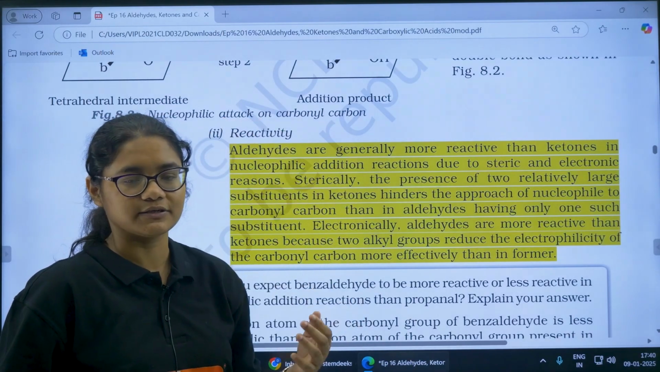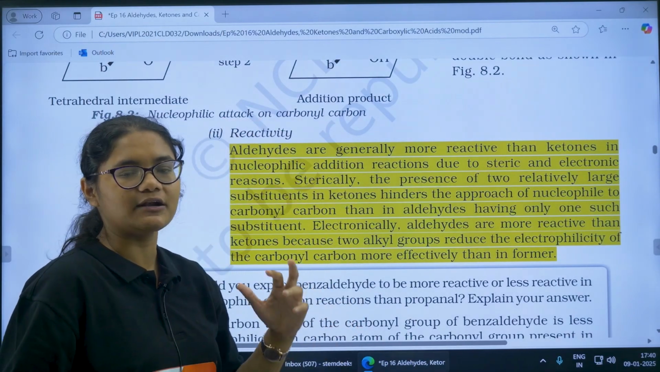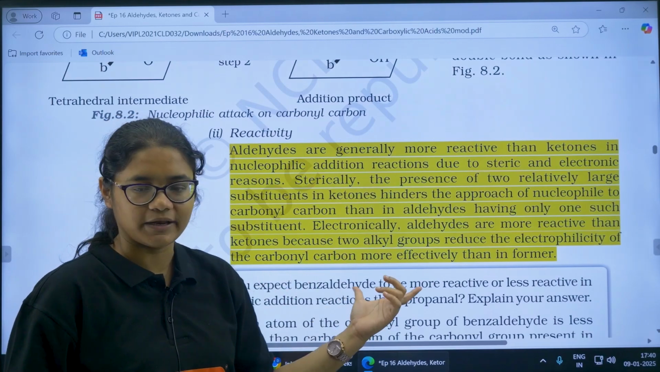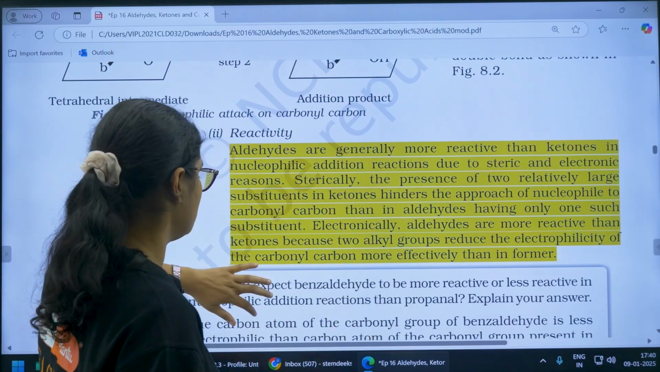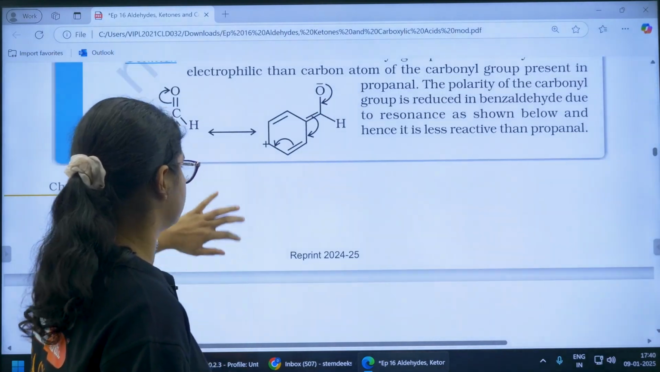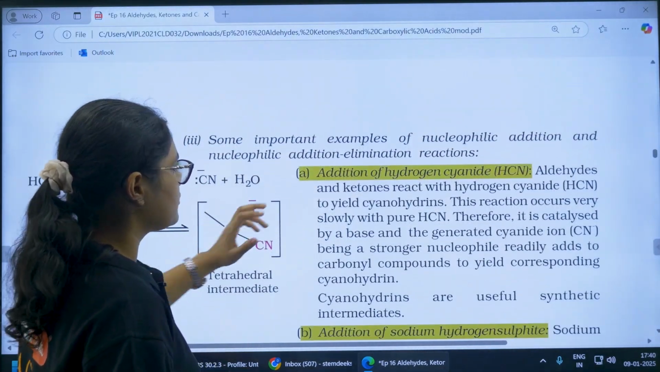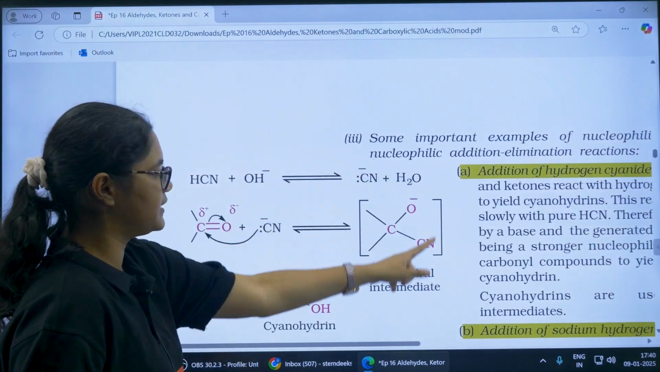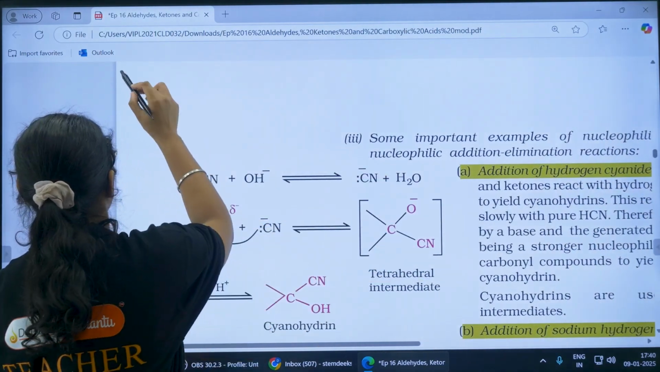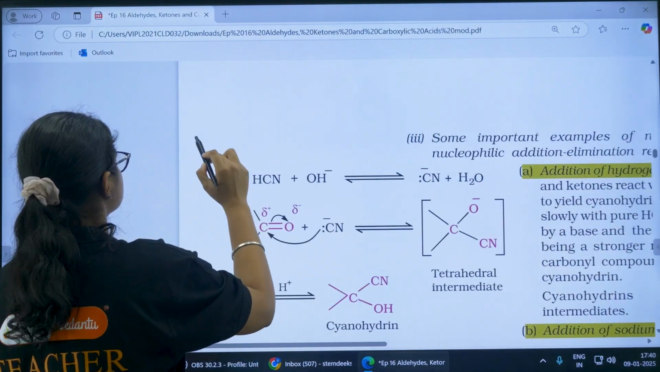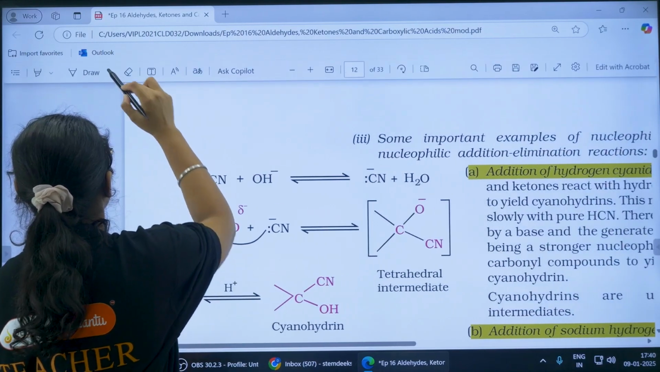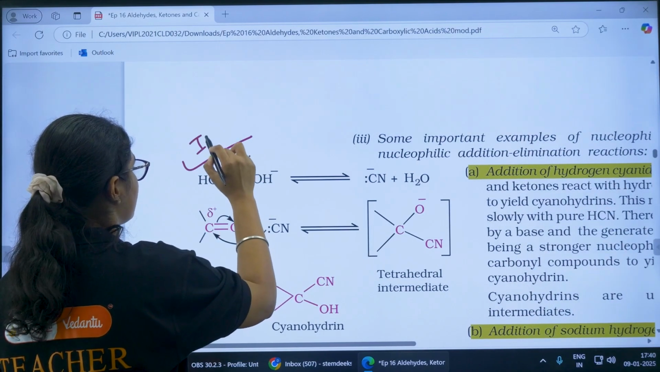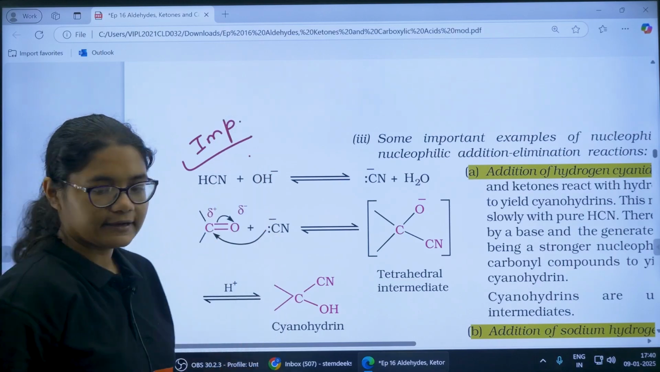A very common question is why aldehydes are more reactive than ketones. Two reasons are explained here. If you want, you can read from the book and answer this particular question, okay. Next, coming to addition reaction of HCN, the mechanism is many times asked, so please prepare this particular mechanism, very very important, okay. These are important mechanisms, clear.